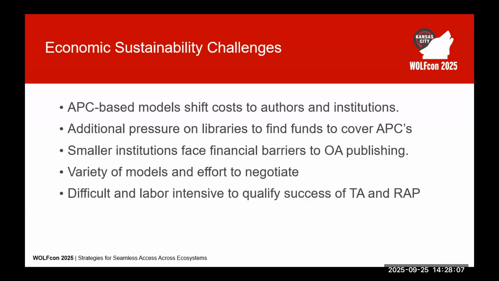It's also very difficult for libraries. It's a whole additional burden of effort for libraries to be able to analyze and negotiate these agreements because there's so much variety in them. And then to be able to actually quantify the success of these transitional agreements once they're in place. Is it working? Is it cost effective? What sort of model do we need to move to in order to continue on this progress towards more open access publishing?